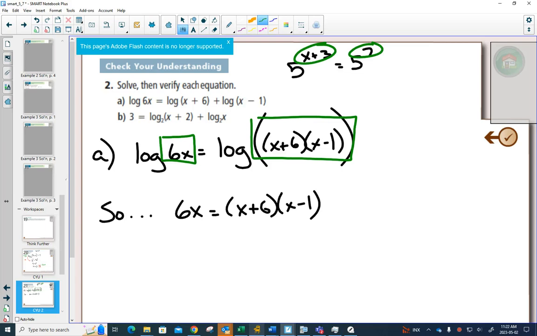So in this one, if you use the shortcut, you would get 6x equals x plus 6 times x minus 1. Have you solved equations like this before? Yes, it's going to be an x squared equation. How do you solve an x squared equation? Well, you can factor, but only if the one side's equal to 0. Right now, it's not equal to 0. So we're going to have to expand this side.